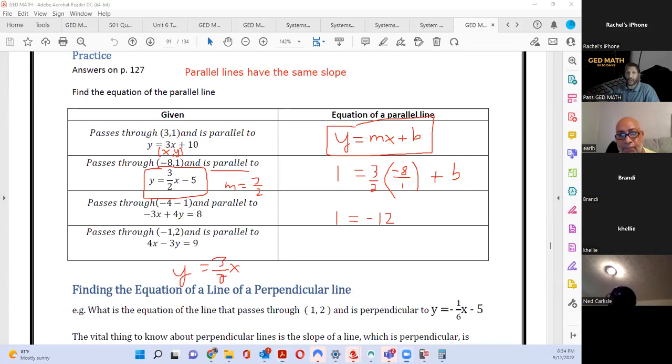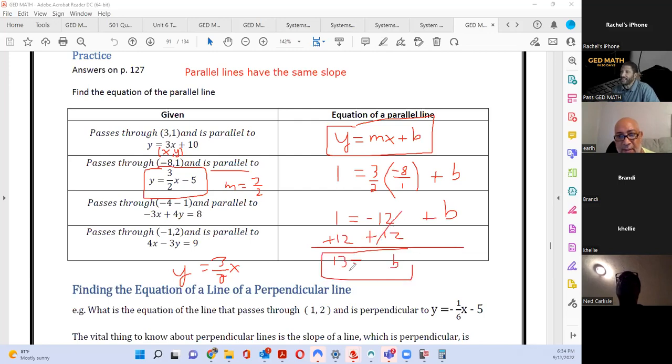Let me go back to my red. I was at black. Plus B. How can I get B by itself? What do I need to do? Add 12 to both sides. Then I'm going to combine them. What's 1 plus 12? 13. The 12 cancels. I bring down my B. So when I see that B is equal to 13, what is B? B is the variable for what?